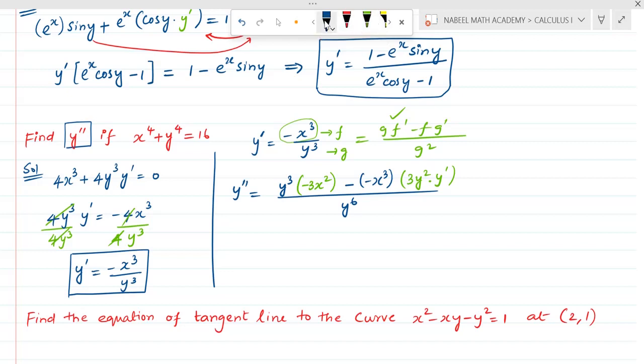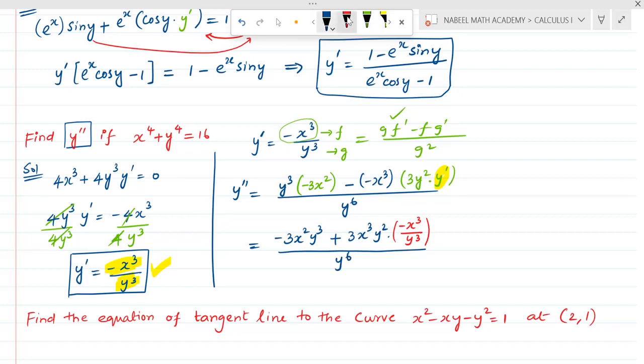So what is this one here? You have minus 3x square y power 3. Then minus of minus becomes plus, it is 3x power 3 y power 2. But what is your y prime? I have already calculated this part, so I will substitute this one in here. You will get y prime as minus x power 3 over y power 3, whole divided by y power 6.